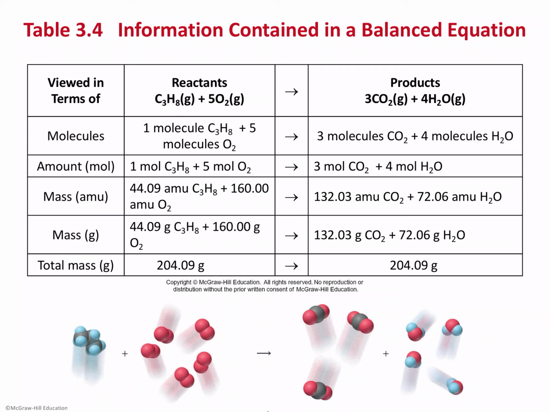Okay, now let's look at that concept in detail with this example: information contained in a balanced equation. So we have reactants as C3H8 plus 5 oxygen, giving us 3 carbon dioxide and 4 water molecules.